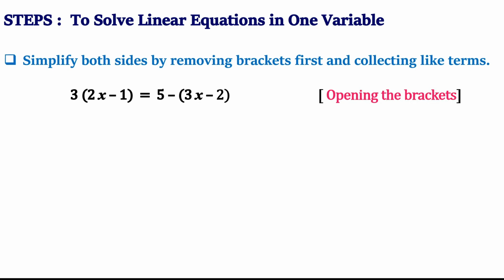For that, on the left hand side, 3 will be multiplied with each and every term of the bracket. So we have here 3 2s are 6x and minus 3 1s are 3. So on the left hand side I have 6x minus 3, but on the right hand side 5 is separate, 5 will come as it is, but outside the bracket I can see a minus sign, and as I told you, minus will change the sign of each and every term. So in the bracket I have 3x minus 2, but when it comes outside the bracket it will become minus 3x plus 2.